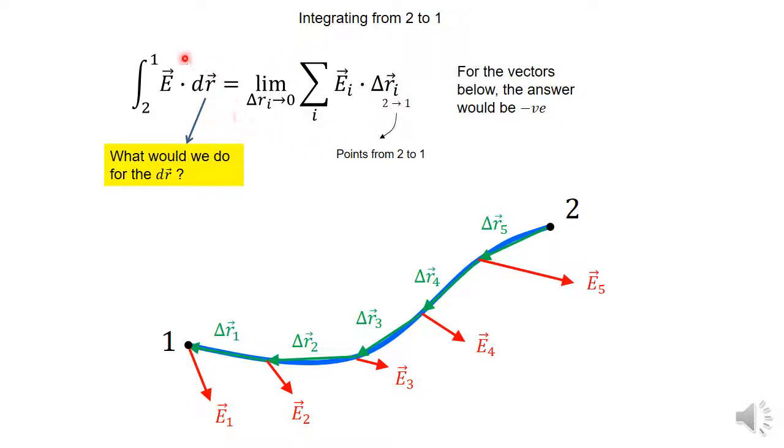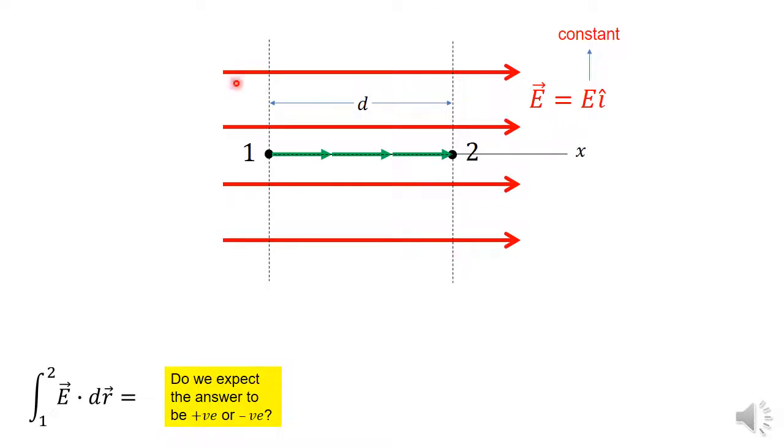But what would you do if you write it as an integral? Would you keep this dr the same as it is, or would you write it as minus dr? This is kind of an issue we just want to deal with to get it over with. So let's give a tiny, simple example. Let's say you have a constant electric field pointing to the right, and I want to integrate E dot dr from 1 to 2. So before we solve the problem, do you expect this to be positive or negative?